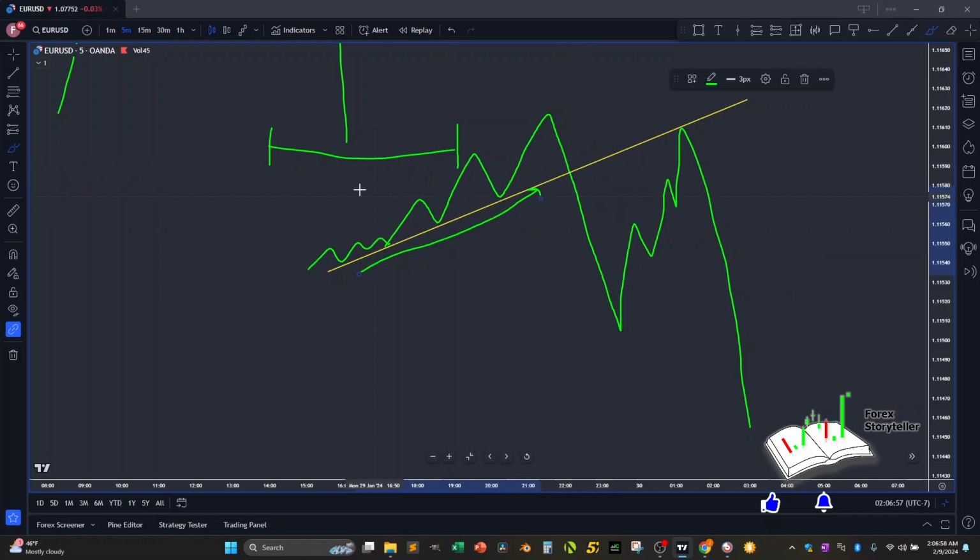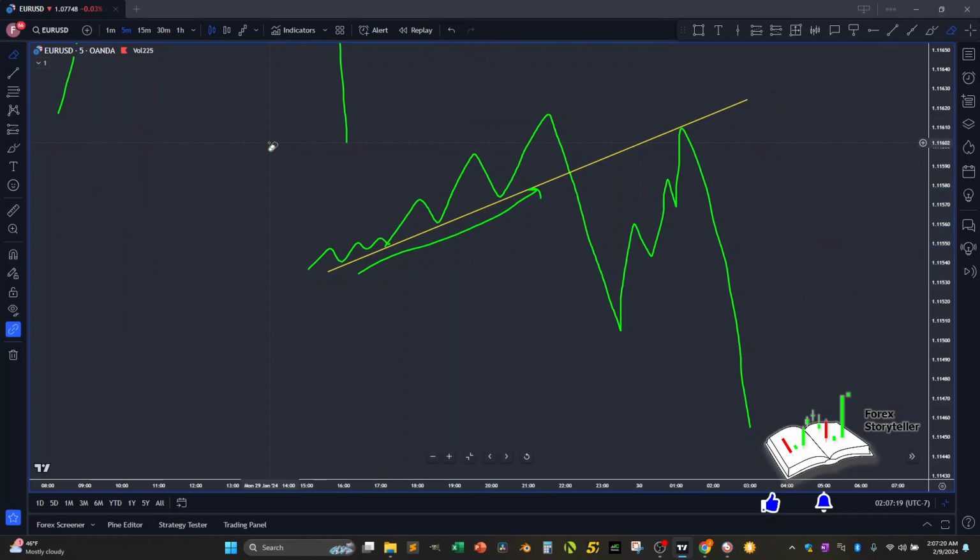Now, this could be a continuation from a higher time frame, but if you don't have that kind of move, this could be a potential sign that this is the top. So what you're going to do is you're going to wait for price to retrace, and oftentimes you're going to keep an eye out on the lowest low.